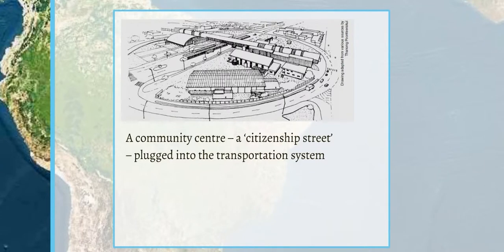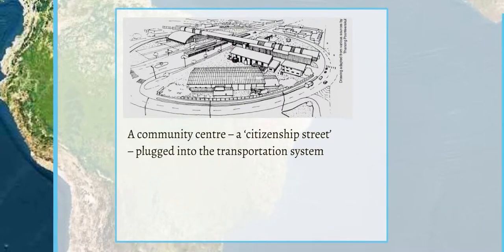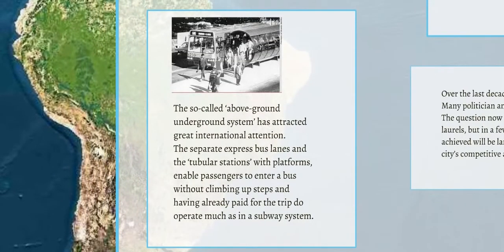A community center, a citizenship street plugged into the transportation system. The so-called above-ground underground system has attracted great international attention. The separate express bus lane and the tubular stations with platforms enable passengers to enter the bus without climbing up steps and having already paid for the trip do operate much as in a subway system.